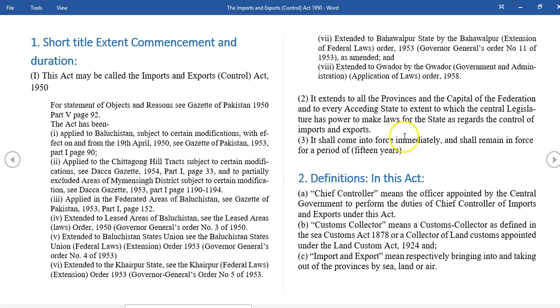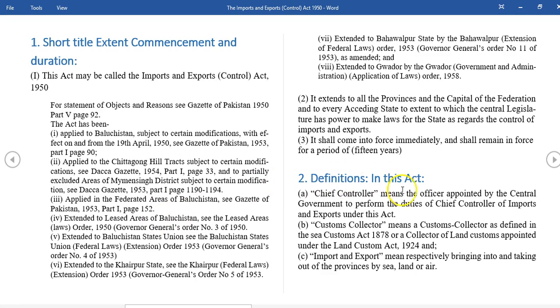About the commencement, the act was in force immediately. So right after it was passed in the parliament, it was valid, and it would remain in force for a period of 50 years. If you calculate from 1950, it seems to be valid until 1965, but since no other act has been passed after 1965, this act remains valid till now, both in Pakistan and also in Bangladesh.